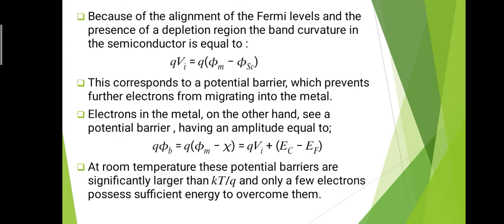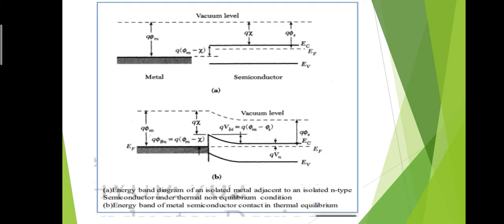Electrons in the metal, on the other hand, see a potential barrier having an amplitude equal to q phi b. That means the electrons present in the metal also experience that potential barrier. For the electrons in the metal, the barrier height is q phi b, equal to q into phi m minus chi, because, as shown in the figure, the first diagram indicates the energy band diagram of an isolated metal and semiconductor.